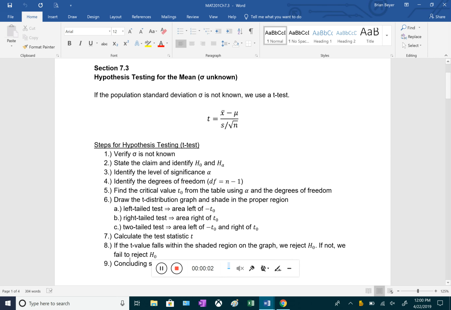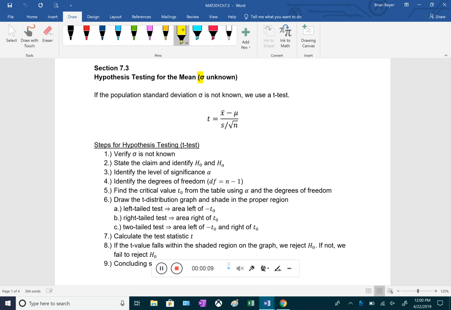In chapter 7.3, we'll be doing hypothesis testing for the population mean again, except this time the population standard deviation will not be known. So if sigma, the population standard deviation, is not given to us, we use a t-test. That means we'll be using the test statistic t, which is this formula here: x bar minus mu divided by s over the square root of the sample size, where s is the standard deviation of the sample.